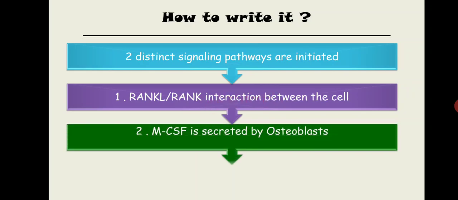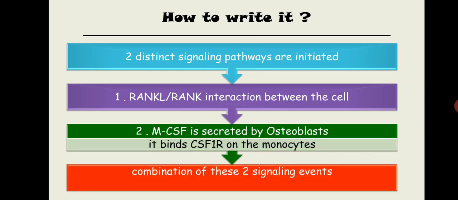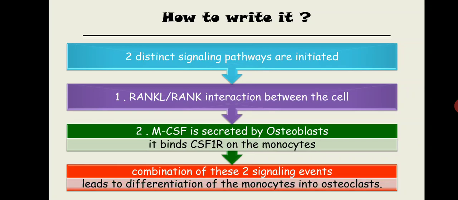The second signal is MCSF, secreted by the osteoblast, and it can bind with its appropriate receptor CSF1R, meaning colony stimulating factor 1 receptor. The combination of these two signaling events will lead to differentiation of the monocyte into the osteoclast, right? You can also write it down over here.